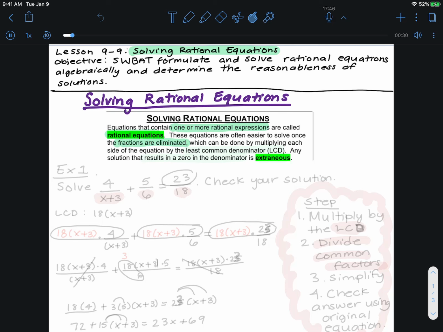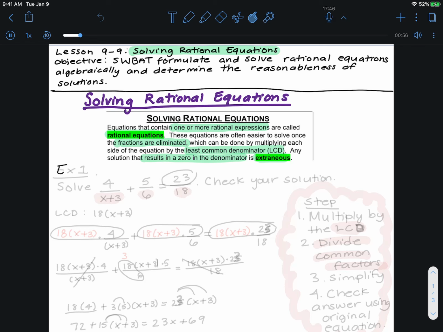How do you do this? By multiplying by the least common denominator, which is something we have already been doing. So this should not be something completely new. And any solution that results in a zero in the denominator is going to be considered extraneous, which is not the first time we've heard this word. So let's go ahead and continue.